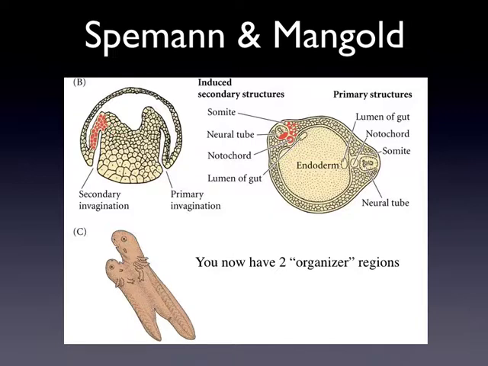You get primary invagination and formation of the gut where you're supposed to get it, and you get a secondary invagination with a secondary notochord, a secondary neural plate, secondary somite development, etc., etc. You have two organizers, and you end up with Siamese twins. You end up with newts that are conjoined at the belly, and you basically have two complete body plans there. And this is what Spemann and Mangold called the organizer.